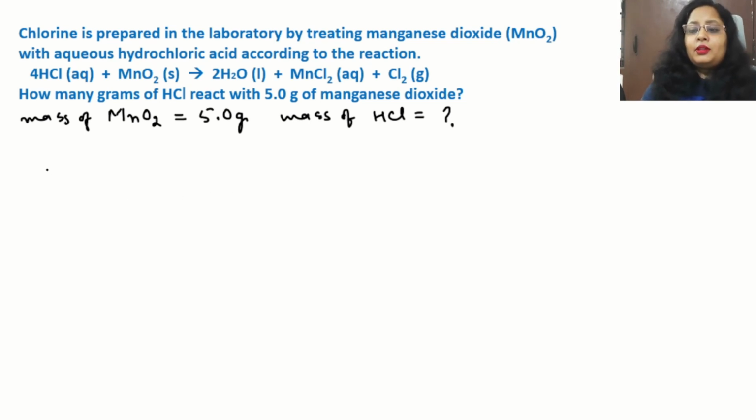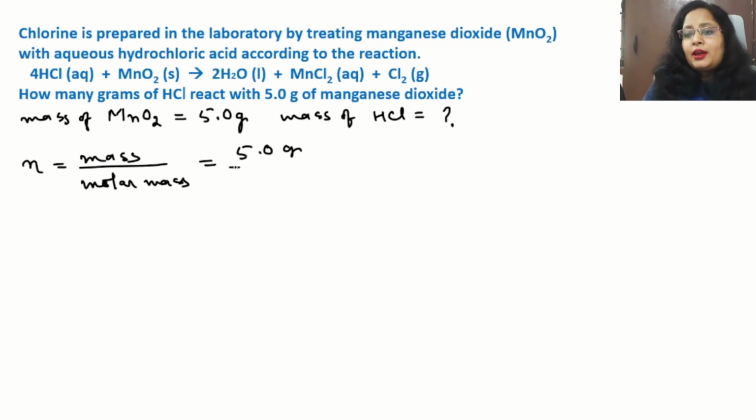Now this much we have done. So from the given mass of MnO2 we will convert it into moles. That will be easy to calculate and to proceed the further procedure. So for this we have a formula. Number of moles is equal to mass divided by molar mass. So here we are going to count the number of moles of MnO2. So we will put the mass of MnO2, that is 5.0 grams, and molar mass of MnO2, that we need to calculate.